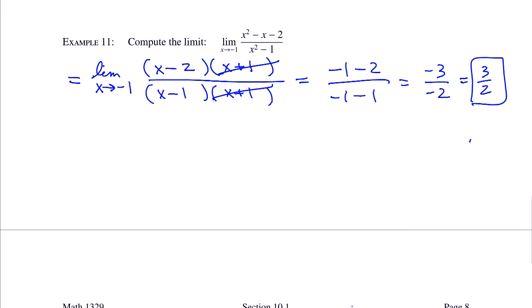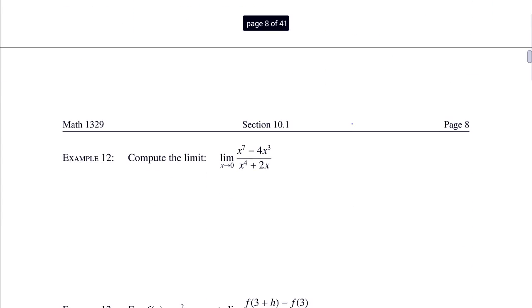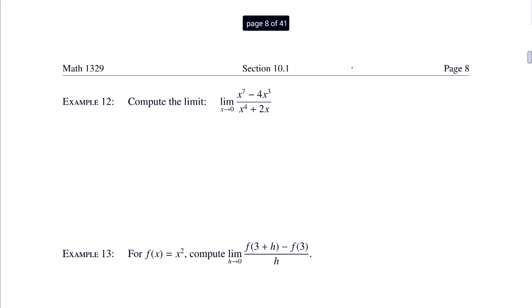All right. Let's take a look at example 12. This is the limit as x goes to 0 of x to the 7th minus 4x cubed over x to the fourth plus 2x. What should we factor from the numerator?